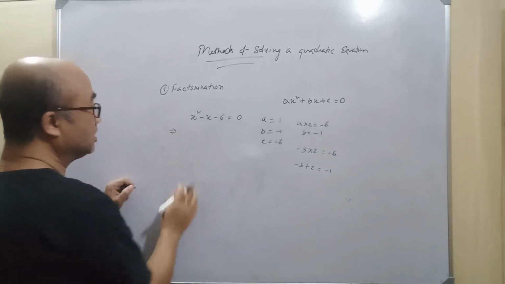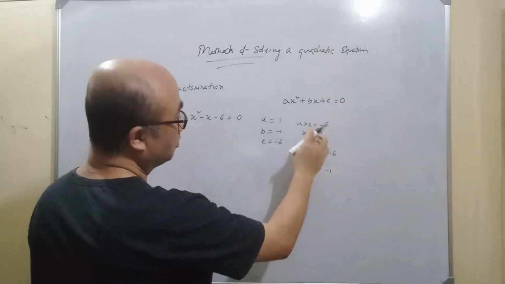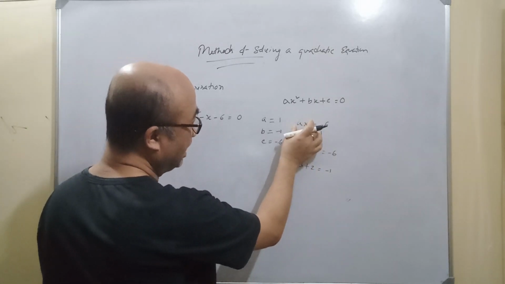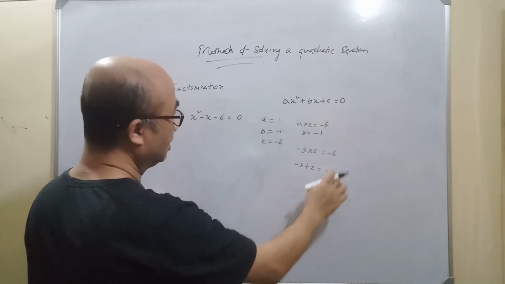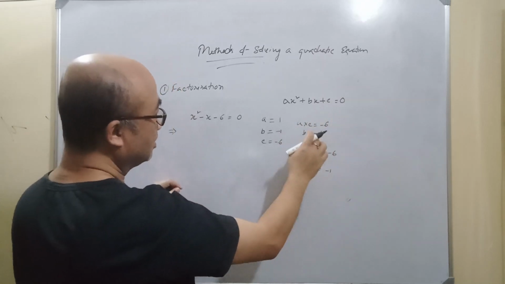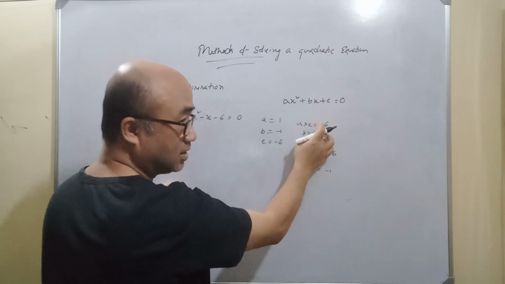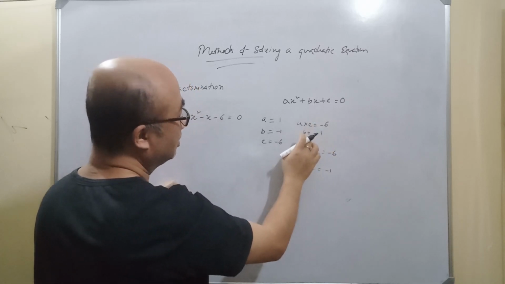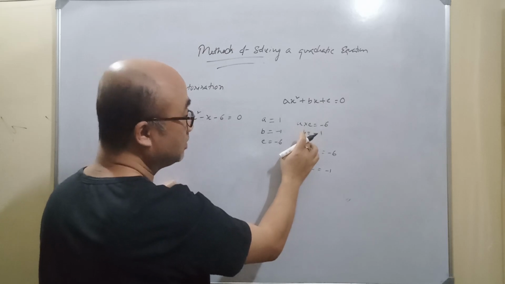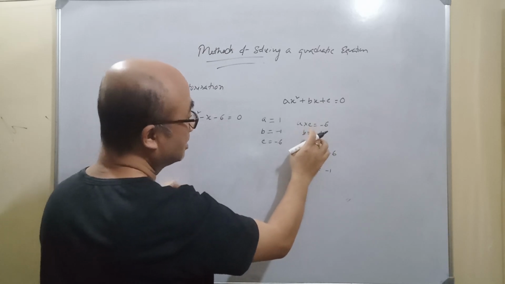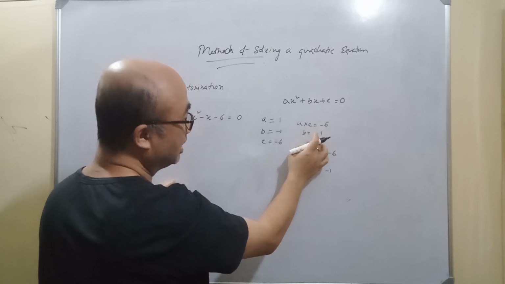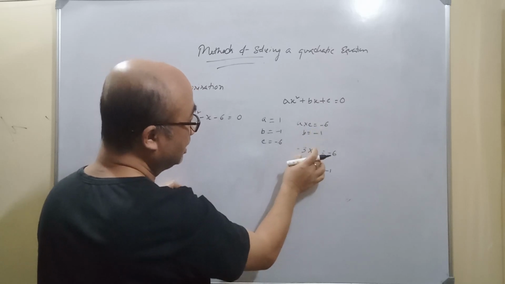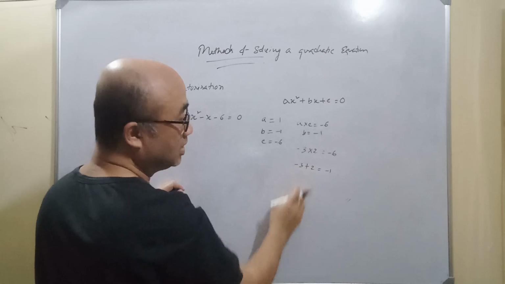So you always have to find the product of A and C, and also find the sign of the product, positive or negative. Then find the coefficient b and also find its sign, positive or negative, and accordingly you will choose the numbers.